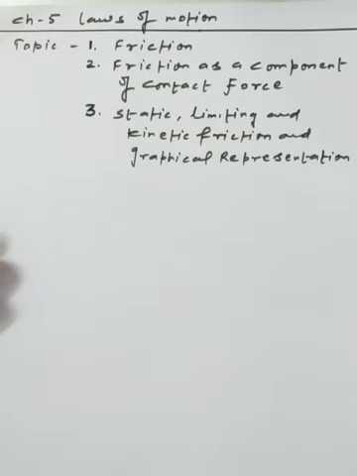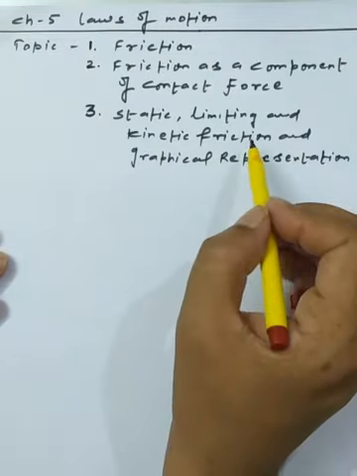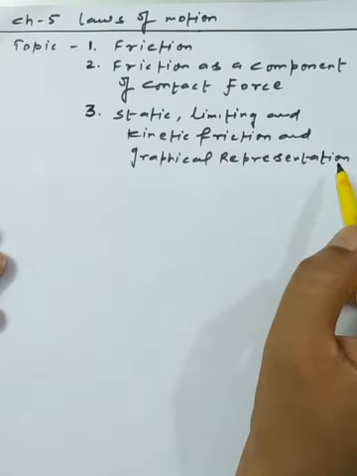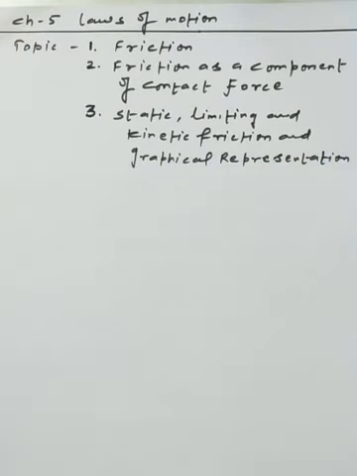Now, dear student, chapter number 5, Laws of Motion, and today we have the topic for discussion: friction, along with the subtopics friction as a component of force, static, limiting and kinetic friction, and their graphical representation. So the picture that comes to our mind regarding friction is that simply it is a force which acts opposite to the direction of the motion.